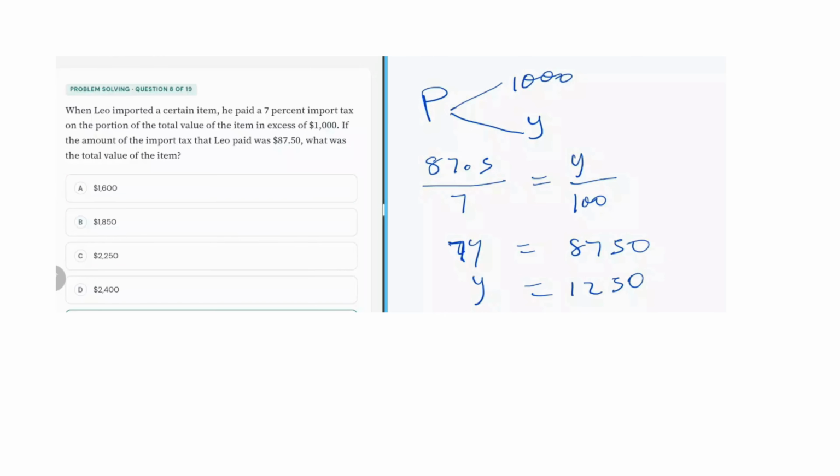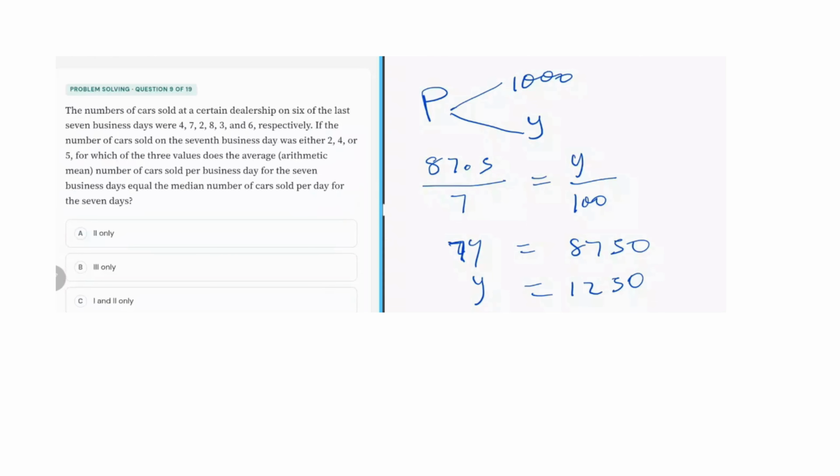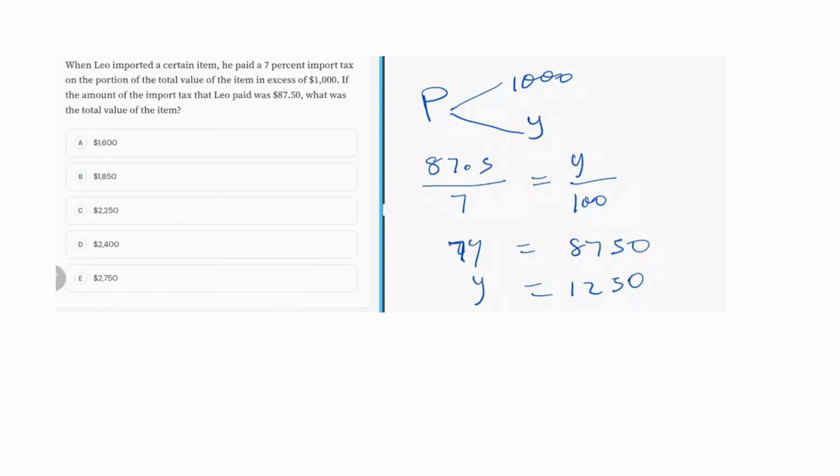8750 divided by 7 is 1,250. Okay. You have confirmed? So if we add the two of them together, 1,000 plus 1,250, it will give us 2,250.